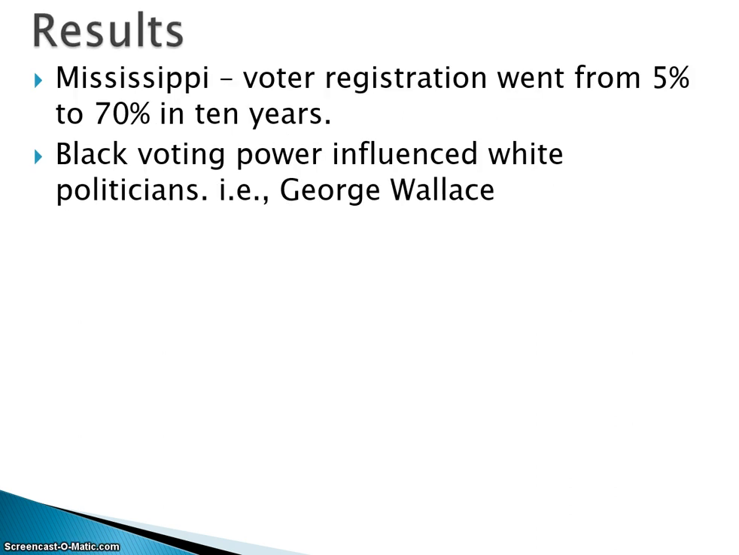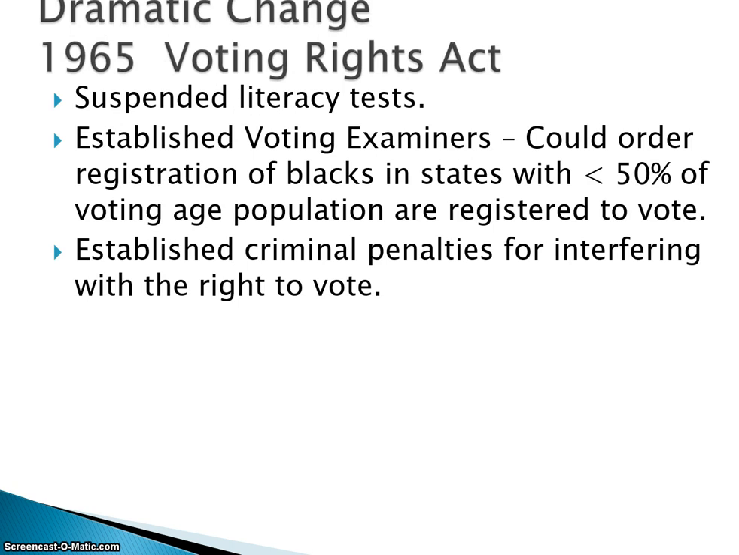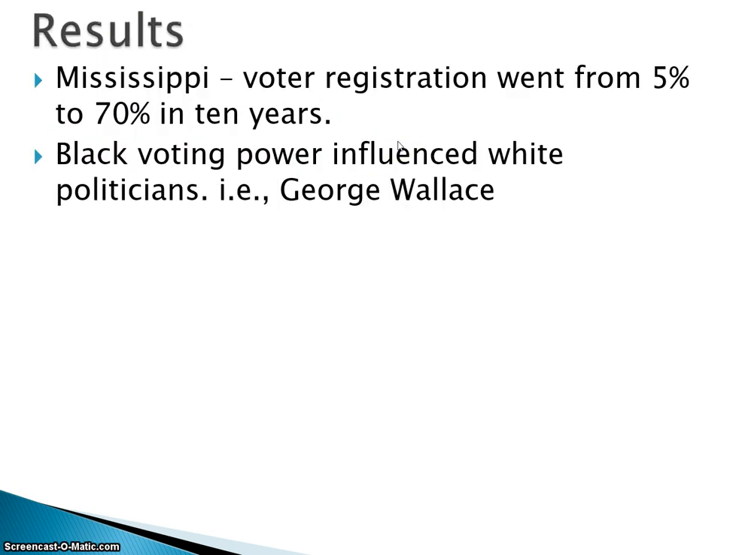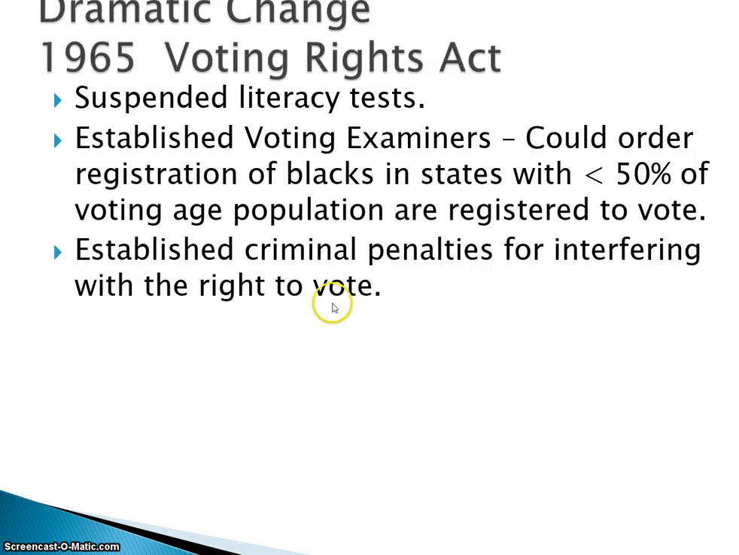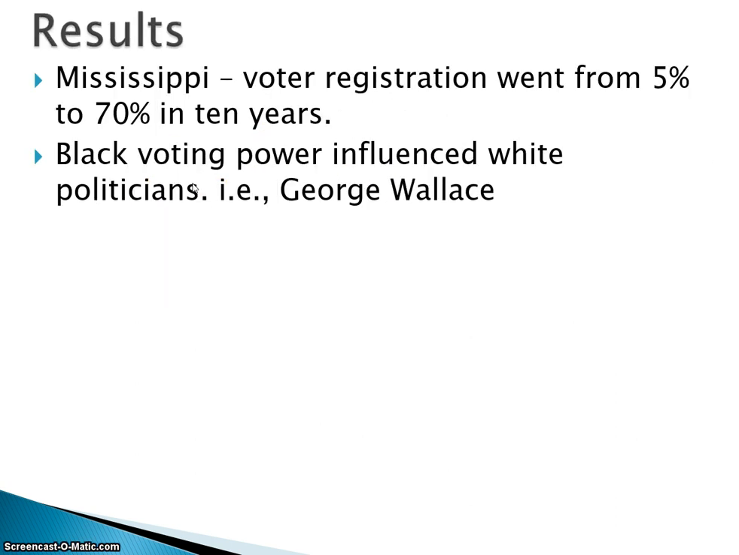Now, what happened with this? So these voting examiners that you see right here in this 1965 law, what happened was there was a case in Mississippi. Now, again, this didn't happen overnight. There was a case in Mississippi where a white sheriff and members of the Ku Klux Klan murdered, I want to say it was three of these voting examiners and people that came in to help register people in Mississippi.